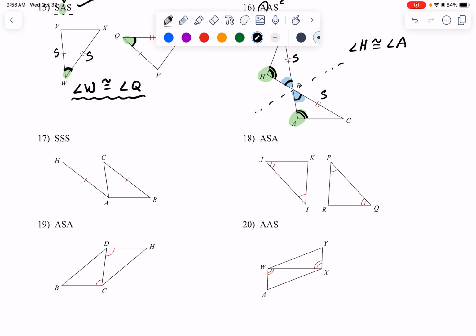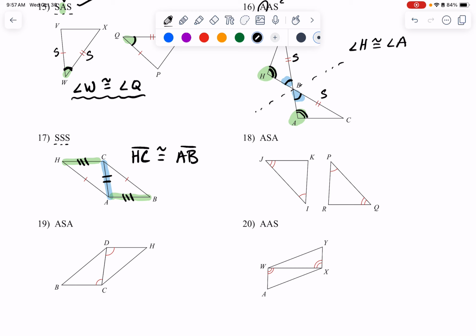Okay. For the next one, I notice that I have an overlapping side. So that overlapping side can be marked congruent for free. And it's asking me, how would I have all three sides marked? What would be the missing information? Well, there's only one side left on each of those triangles. So the missing piece would be these two green segments. I'm going to list those two green segments, HC and AB. They could be written forwards or backwards. Segments are allowed to do that. So HC congruent to AB. There we go.